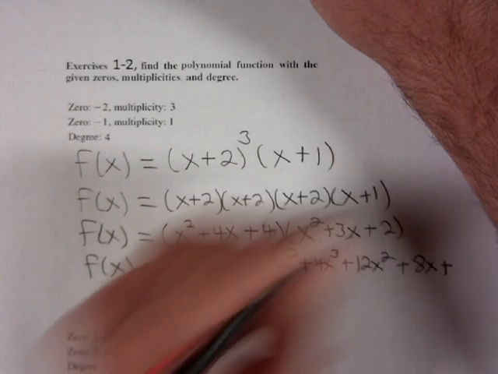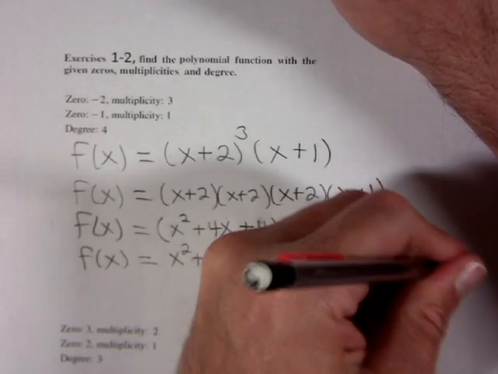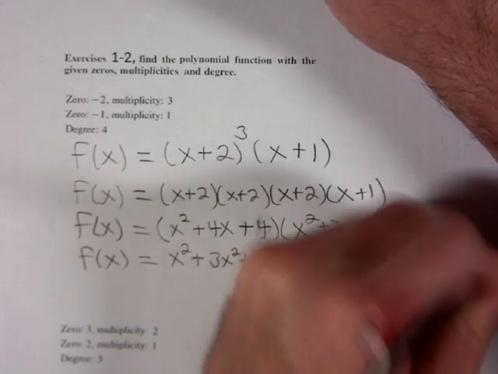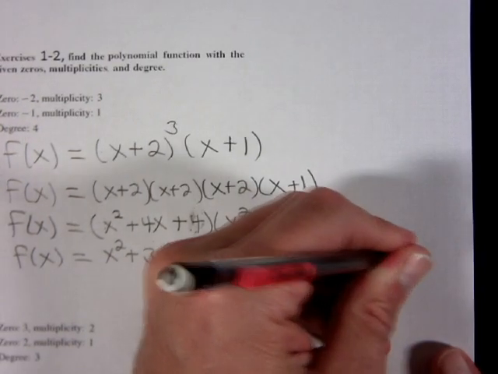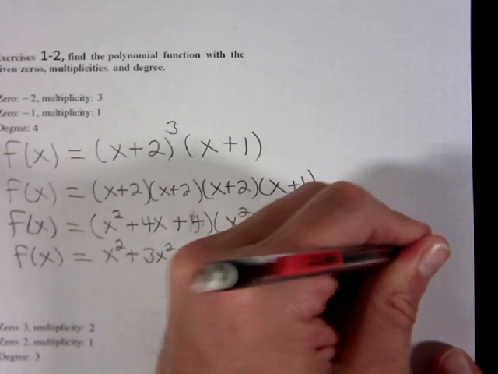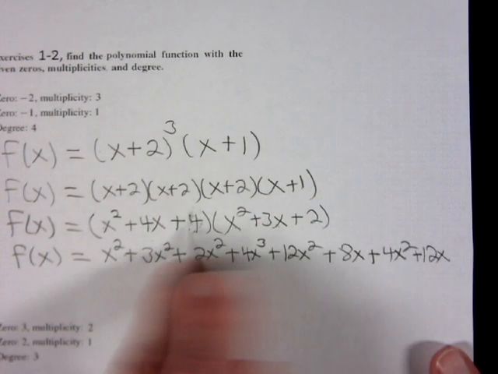Now I can do the last term. 4 times x squared, 4x squared. 4 times 3x, 12x. And 4 times 2 is 8.